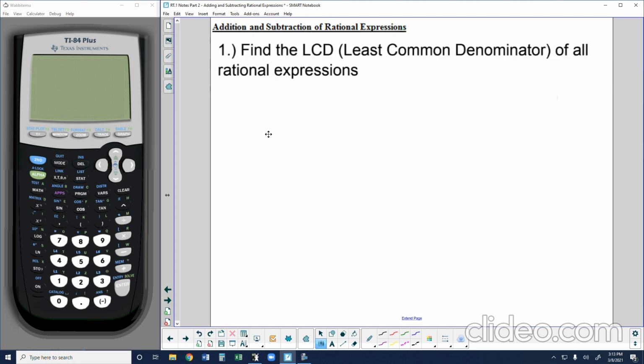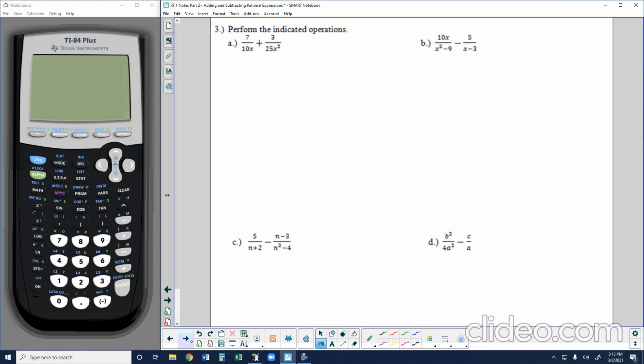The first thing that we want to do with fractions when we need to add them is find the least common denominator. The same thing holds true with rational expressions. If I take a look at problem 3a, I'm only going to focus on the denominators right now. So I want to find the LCD, or the least common denominator. If I take a look at the integers, 10 and 25, the lowest multiple of both those numbers would be 50. If I look at their variables, x and x squared, the lowest multiple of x and x squared is x squared. So the LCD for these two fractions would be 50x squared.